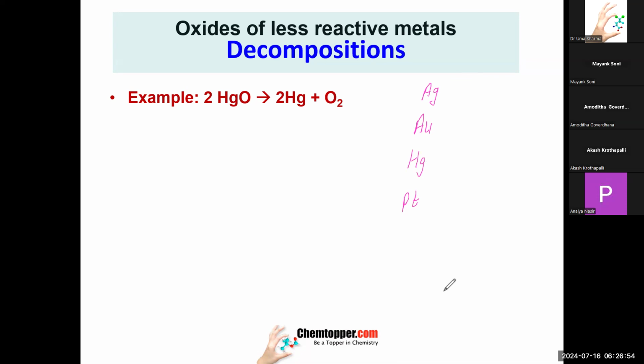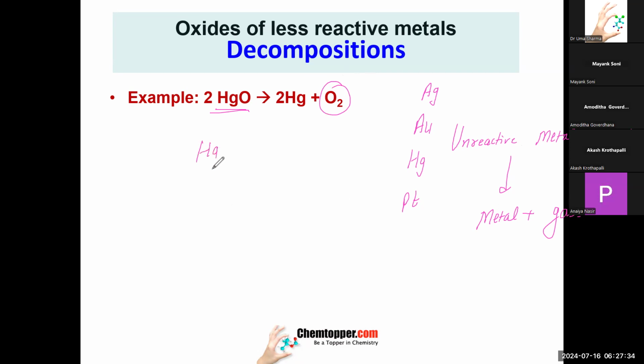So what happens when they form a compound like mercury oxide? Less reactive or unreactive metals form very unstable compounds, easy to break down. Unreactive metal compounds will give you the metal on decomposition, plus whatever the other part is, plus some gas or something. Like this is an oxide, so oxygen gas.